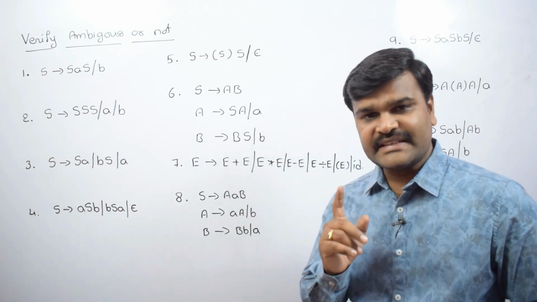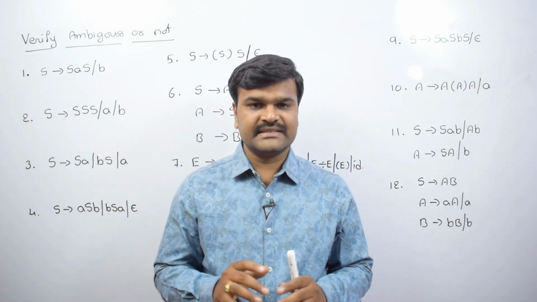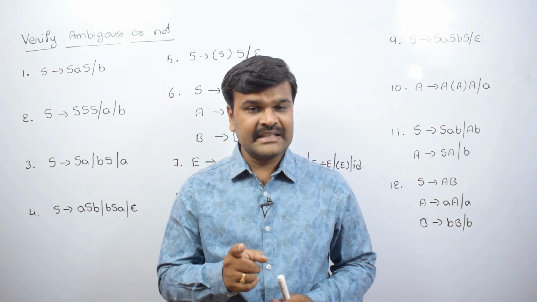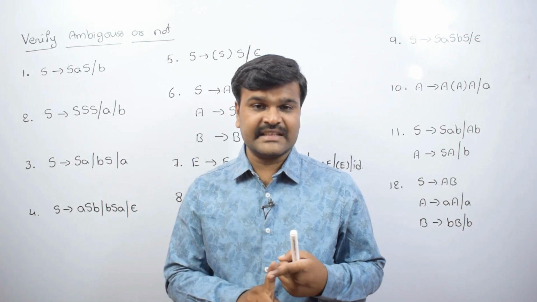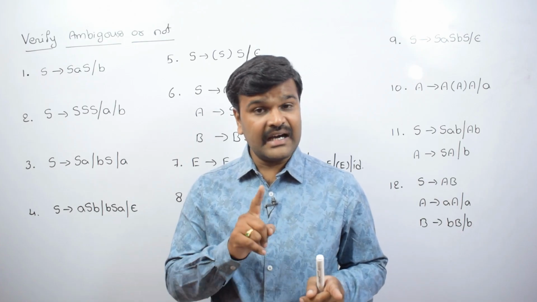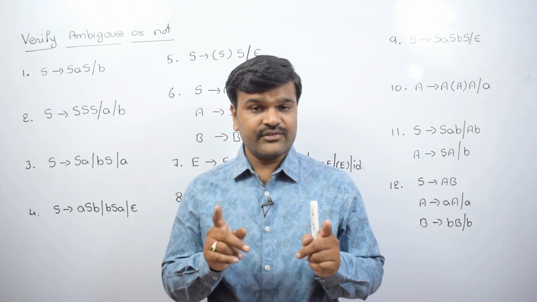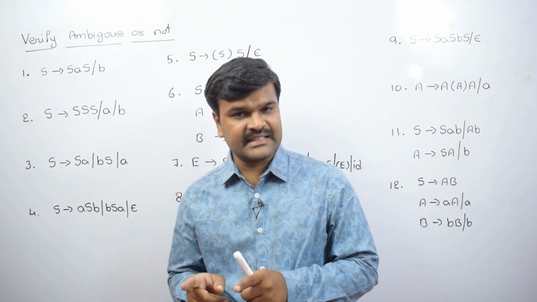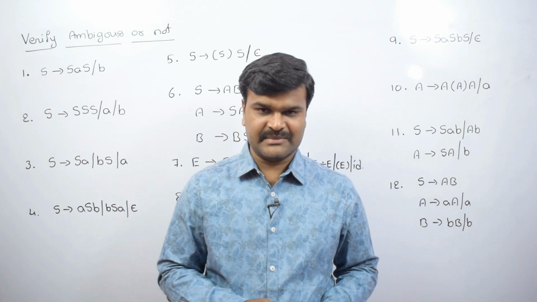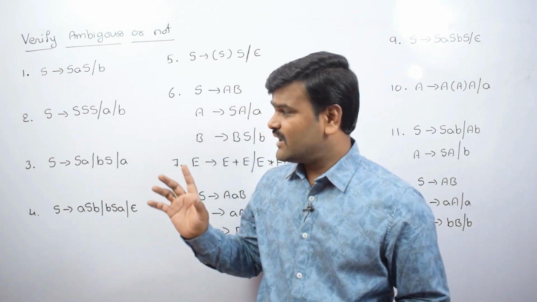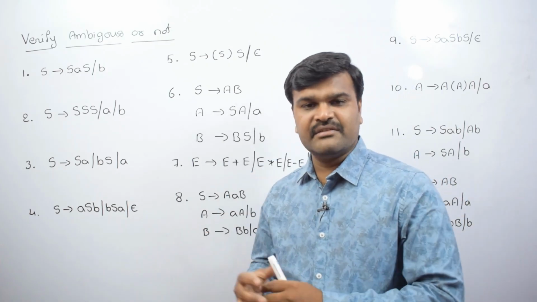So, what is that one point? One simple point will decide whether a given grammar is ambiguous or not. That is, if in the entire grammar at least one production is left recursive and at least one production is right recursive, if both left recursion and right recursion exist, then that grammar will become ambiguous grammar. Very simple.